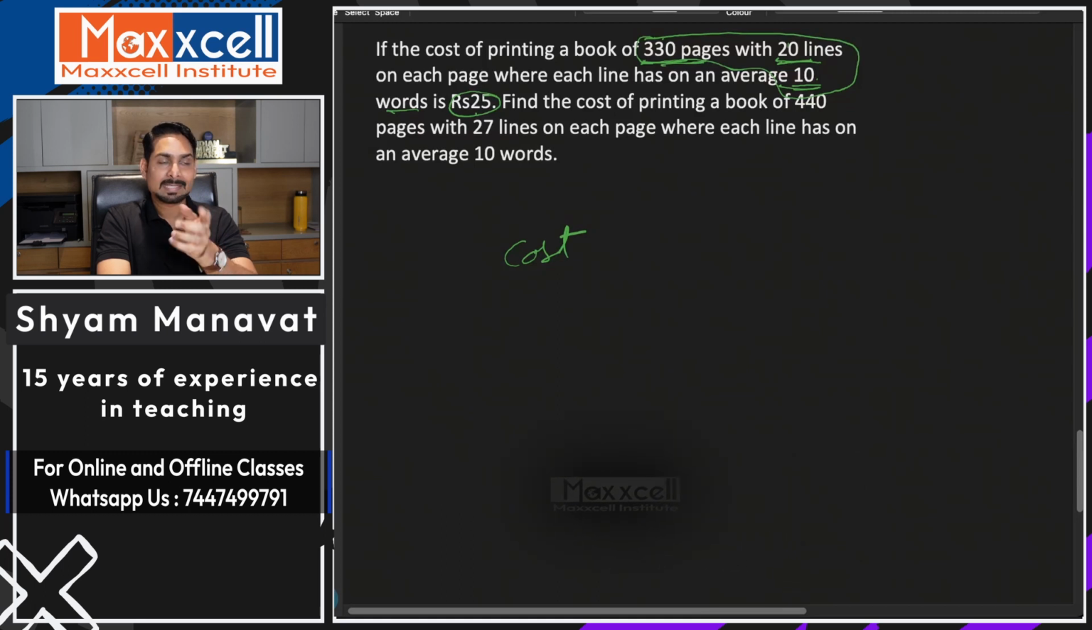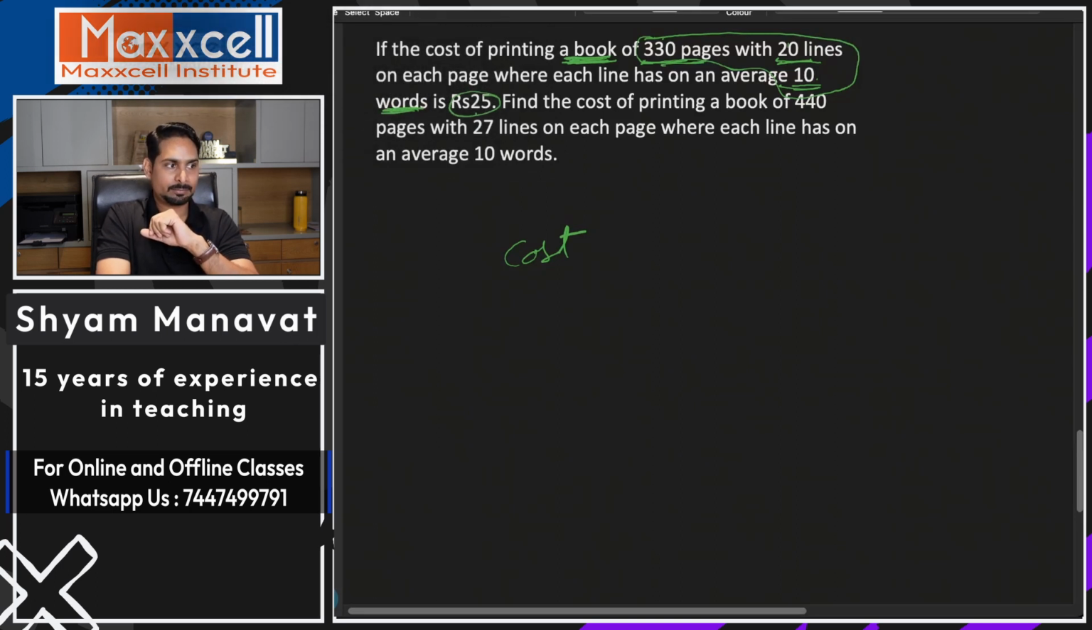So in that case, can we convert this entire book in a smallest unit? Can we convert this book in a smallest unit? The smallest unit in this case will be what? Number of words. Number of words. Yeah.